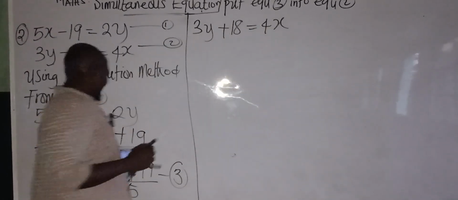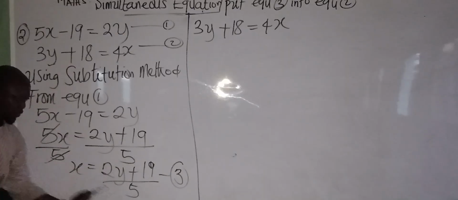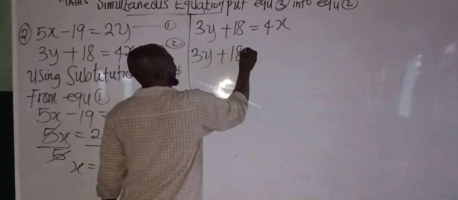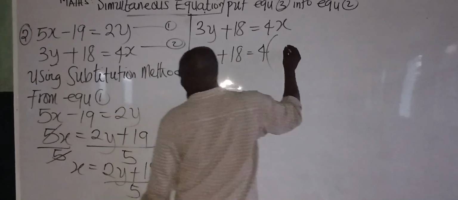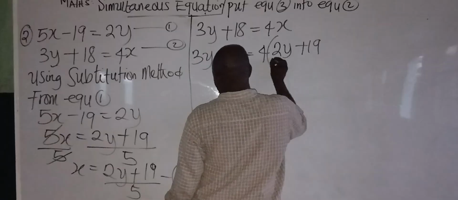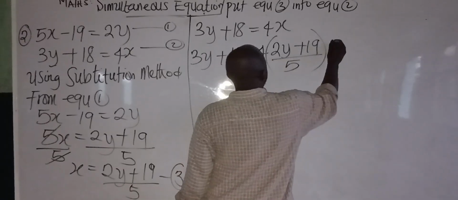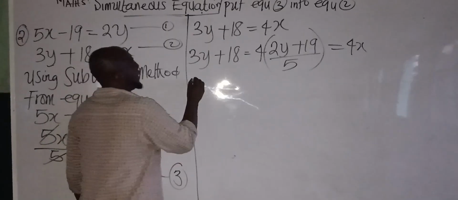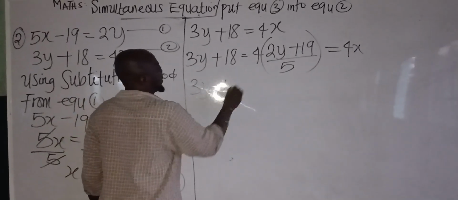So anywhere I see x now, I'll put all this one there. So here becomes 3y plus 18, and this will give me 4 into bracket 2y plus 19 over 5. So everything will give me, remember we have equals to 4x here. So now I have this value plus 18 here.